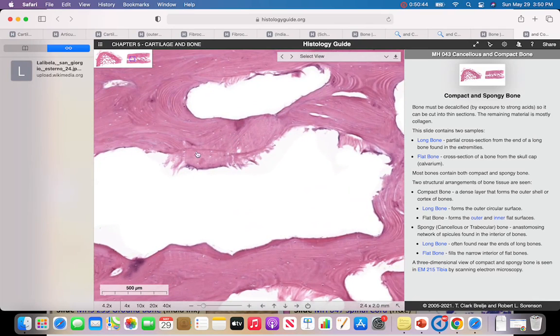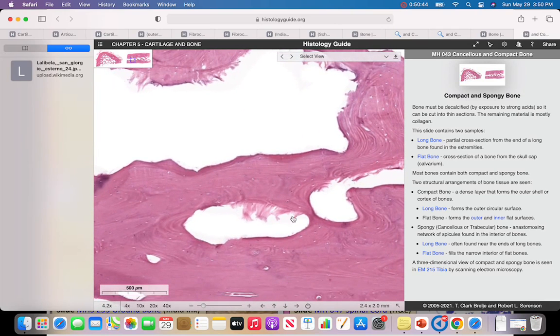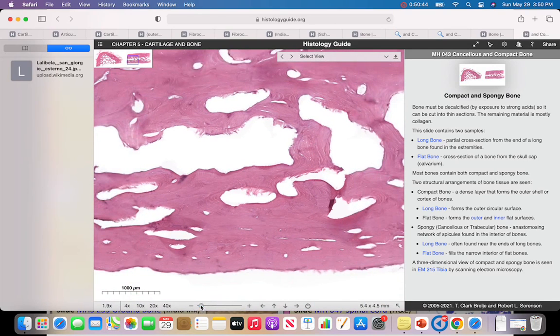So this is the spongy part of this section. These are the bony spicules, which are lined with endosteum. It's not shown here, but these spaces will be filled with bone marrow.